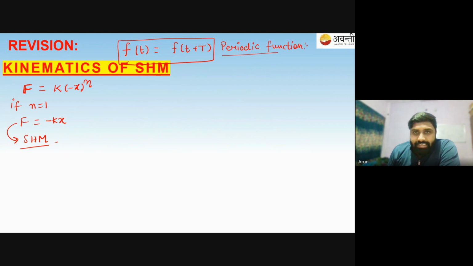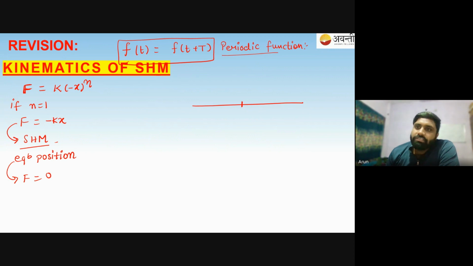So we have seen here, if I take the straight line, we have also defined in the previous session how to find the equilibrium position. For the equilibrium position or mean position about which the motion is bounded, how to find that? Put F is equal to 0. Where the value of force is 0, that position is termed as equilibrium position. So here x is equal to 0 is the mean position.